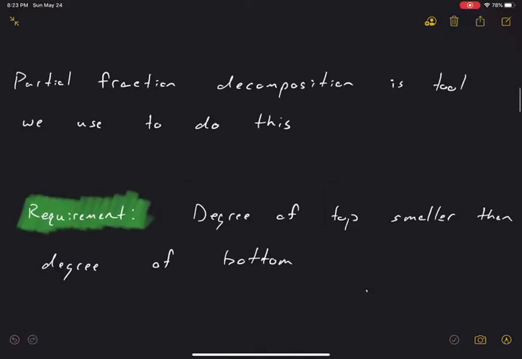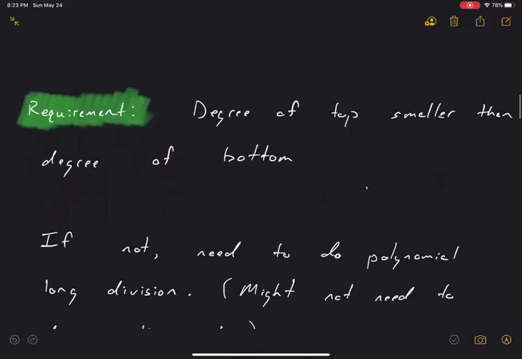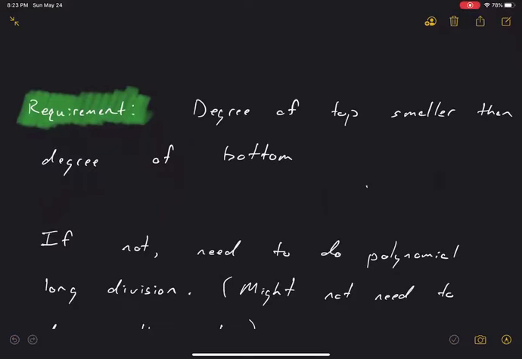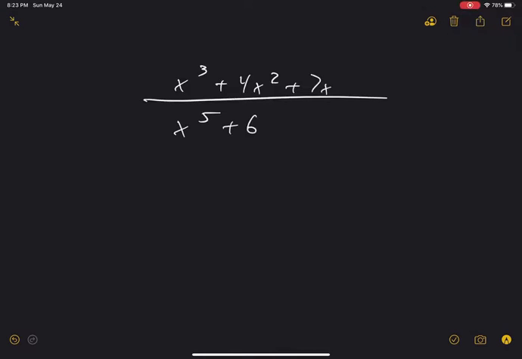There is a requirement to use this partial fractions method, and we require that the degree of the top is smaller than the degree of the bottom. So the degree of the numerator is smaller than the degree of the denominator. What do I mean by degree? I mean the largest power of x. So if I had x cubed plus 4x squared plus 7x over x to the 5 plus 6x minus 3, what's the degree of the top? The degree of the top is 3. The degree of the bottom is 5. So I'm talking about the largest power of x.